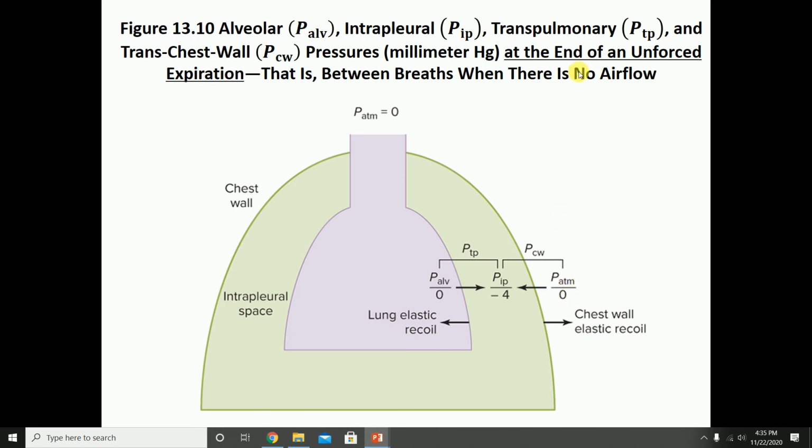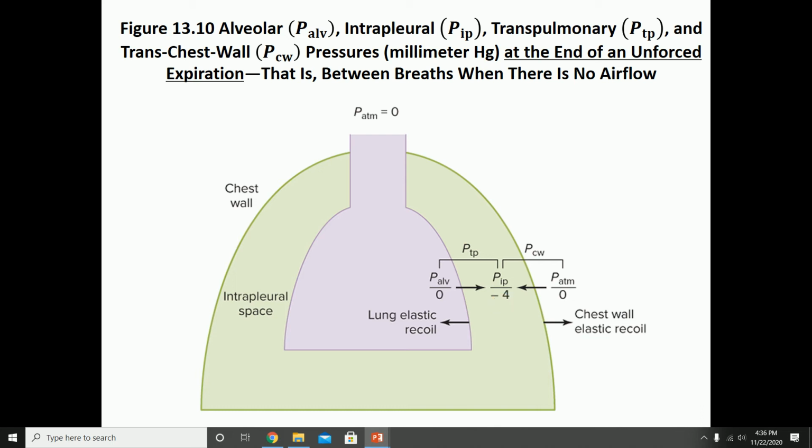At the end of an unforced expiration, which is the end of a normal expiration, the pressure in the alveoli is equal to the atmospheric pressure, and they are both 0. While the pressure in the pleural sac, the intrapleural pressure, is negative.